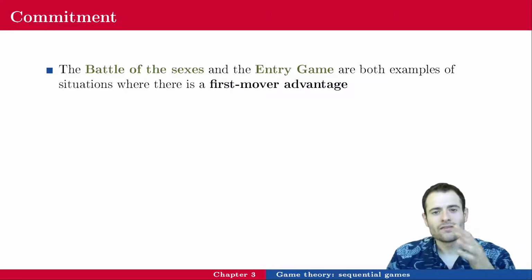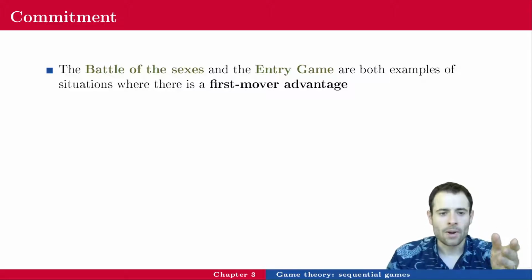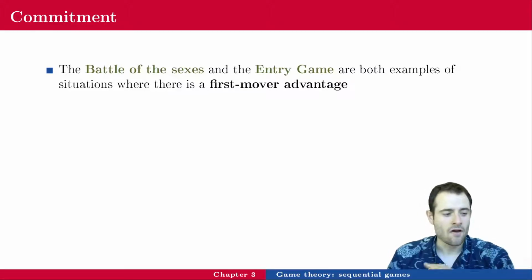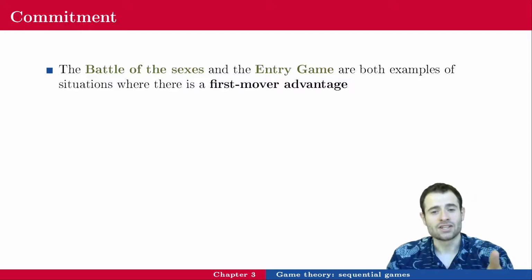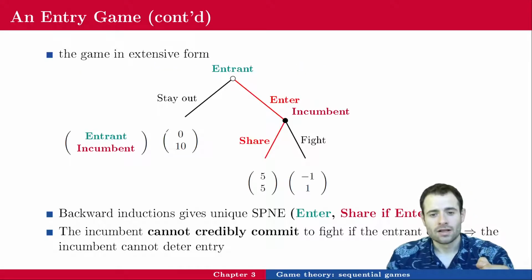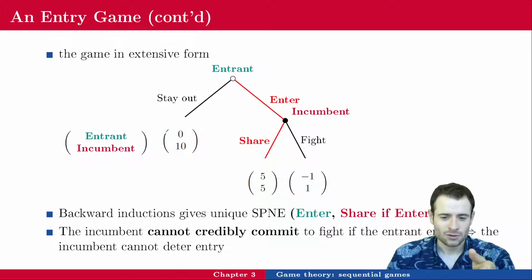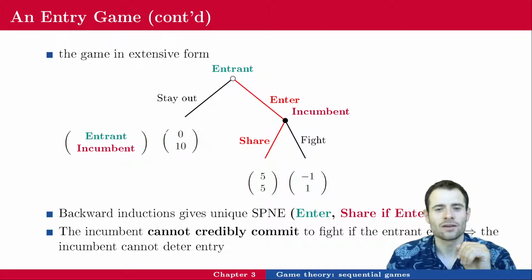Now, you might have noticed that both of the games we saw, the Battle of the Sexes and the entry game, are both examples of situations where there is what we call a first mover advantage. Here, the entrant has the advantage. In spite of the incumbent saying, I'm going to fight, the entrant is like, no, you're not. You want to get a payoff of 5 instead of 1. So the entrant is going to benefit from that.